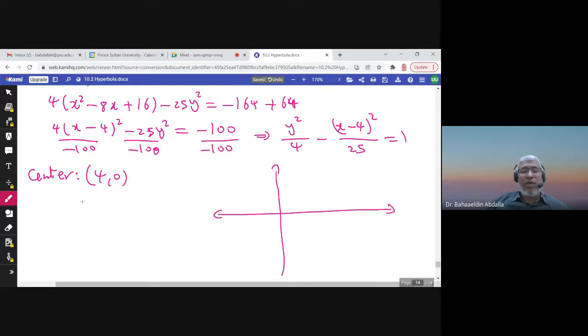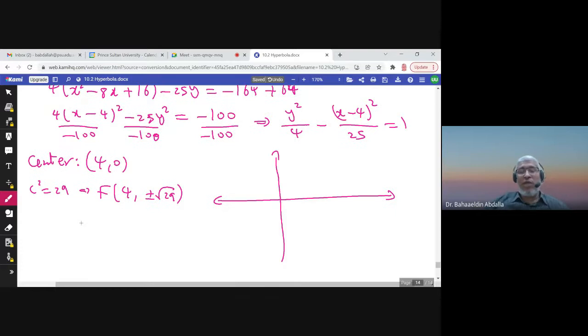Please do it. And the foci would be c square is 29. So the center is 4 and 0. It is vertical hyperbola. We will go up and down. So the foci has coordinates. 4 remains the same. I add square root of 25 to 0. So this would be the coordinates of the foci. The equations of the asymptotes would be y equals plus or minus square root of 4 over square root of 25 times x minus 4.